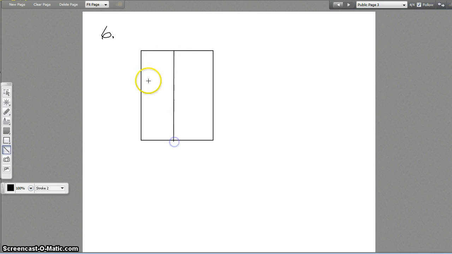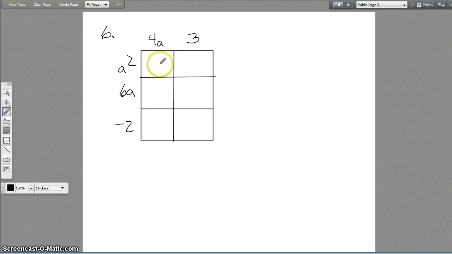Okay, so I am going to draw the box for this. This is one of the problems here. We have a 4a and we have a 3. Over here we have a squared, 6a, negative 2, 4a cubed, 24a squared, negative 8a, 3a squared, 18a, and negative 6. So these are all the values that are shown in the picture.